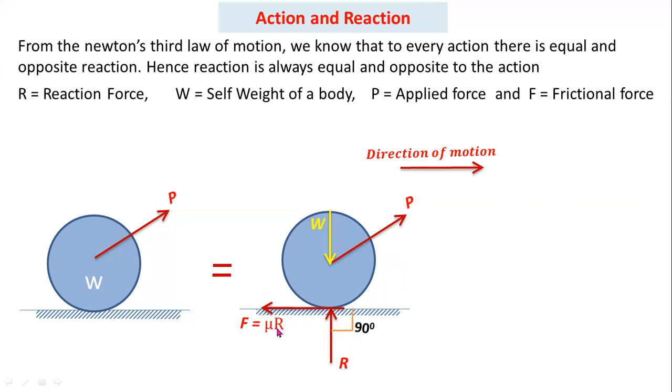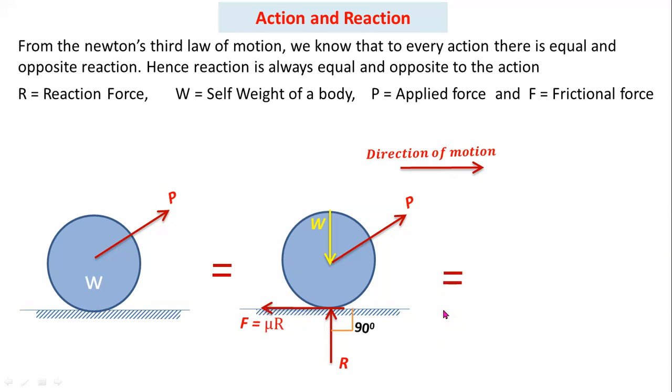F equals mu into R. Here mu is the coefficient of friction. Capital R is the normal reaction. So always you have to consider a frictional force opposite to the direction of motion.